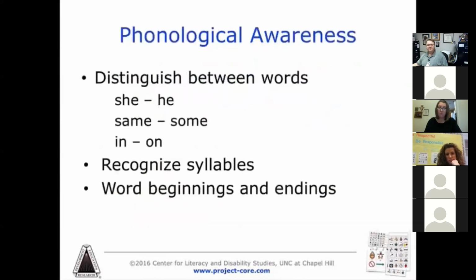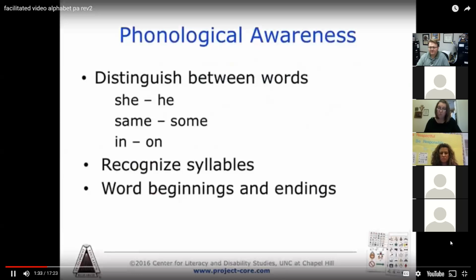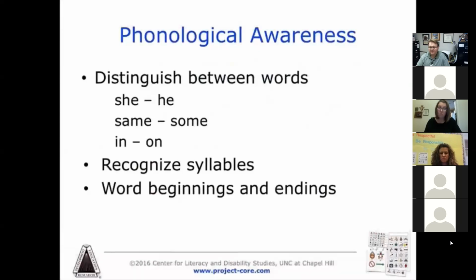Phonological awareness is different from but related to alphabet knowledge. Phonological awareness focuses on the ability to identify and manipulate words and sounds in spoken language. It absolutely requires that students can hear, but importantly, there is evidence to suggest that individuals who are deaf develop skills related to phonological awareness after they learn to read and spell.